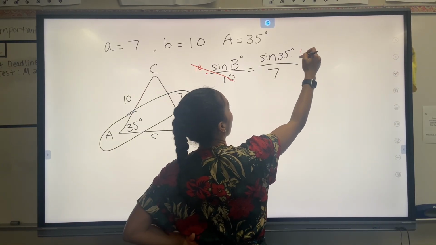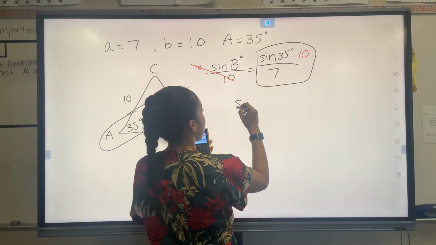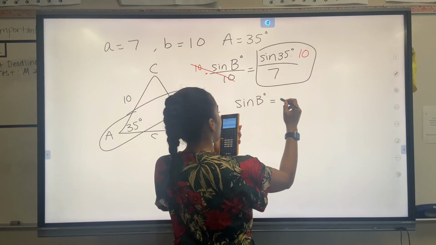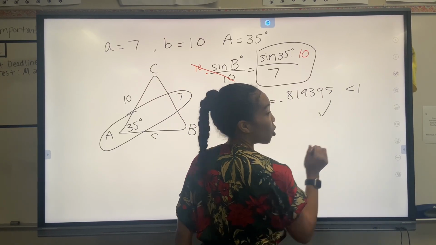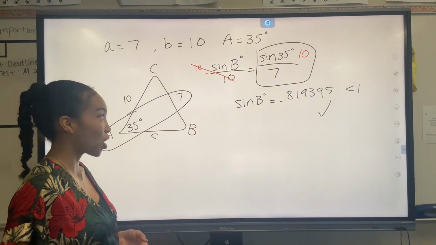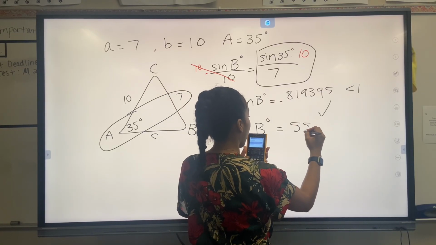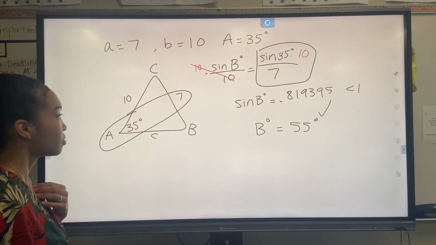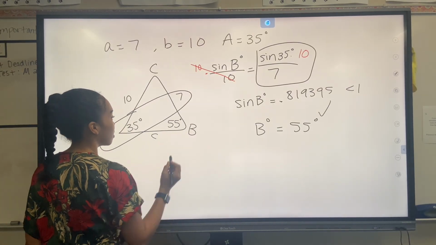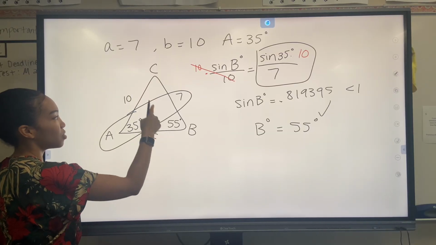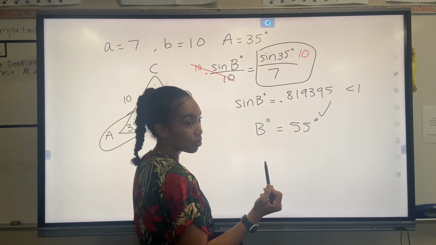Multiply both sides by 10. All right, so this is what we're going to type in. You get sine of B is equal to 0.819395. And this is less than 1, so it's okay so far. We might have a triangle. Let's find the angle, and we get 55 degrees. So angle B is 55 degrees. And that's okay. This is less than 180. We have room for a third angle. So that means we do have a triangle.